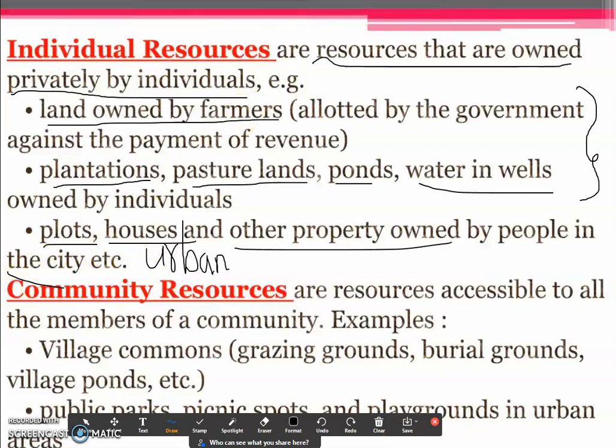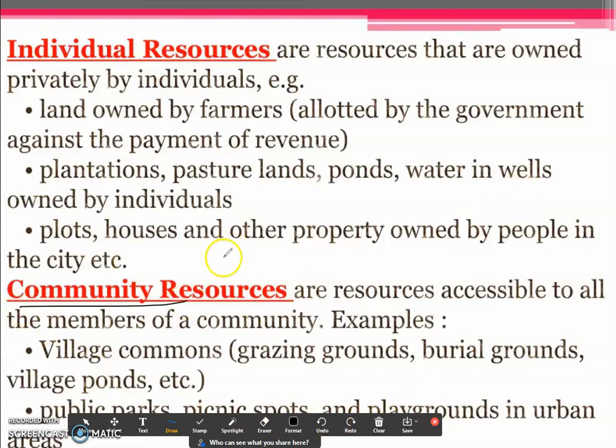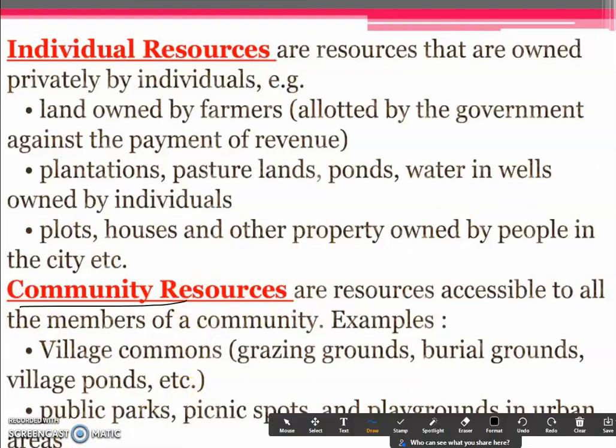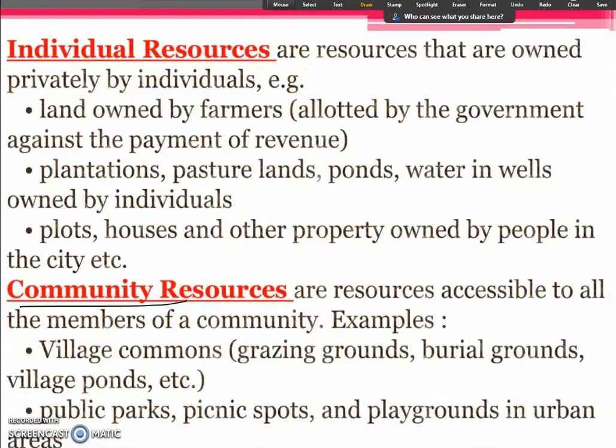Now, let's go to community resources. Community resources are the resources that are accessible to the members of the community. So members of the community have the right over these resources, and those kinds of resources are what you call community resources. If we check here, village commons, we can take as an example. This is in the rural areas.